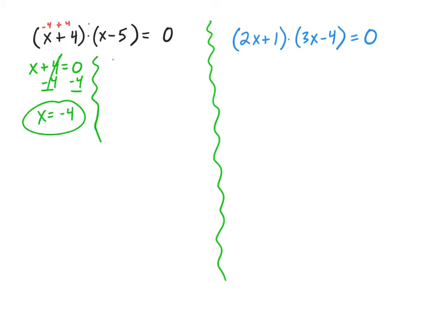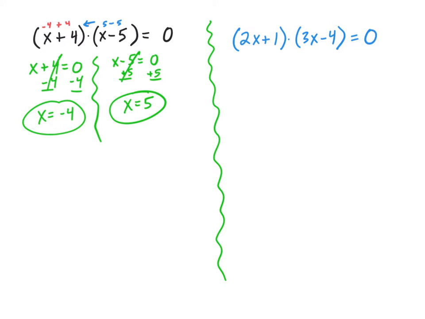The other answer is, I can take the x minus 5 factor, set it equal to 0, and solve it. Once I do that, I get x equals 5, and that's my other answer. What happens when I plug in 5 into the original equation? 5 minus 5 is 0. It doesn't matter what that other thing is because 0 times anything is 0. So pretty simple. Let's take a look at the problem on the right.